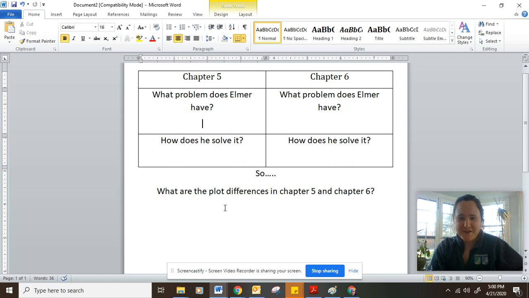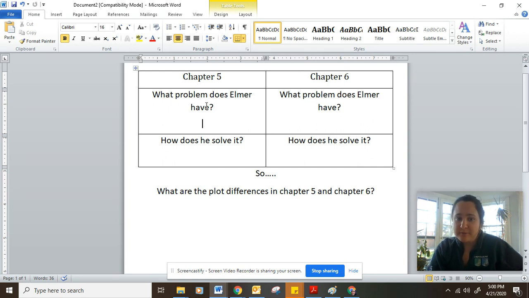Okay, so now that we're done reading chapter 5 and 6, it's time for us to contrast what happened. Now, as I mentioned before with plot, part of plot is the problem at the beginning and then how it's solved at the end. So we're going to be talking about how it's different in chapter 5 and chapter 6. Let's start with chapter 5.